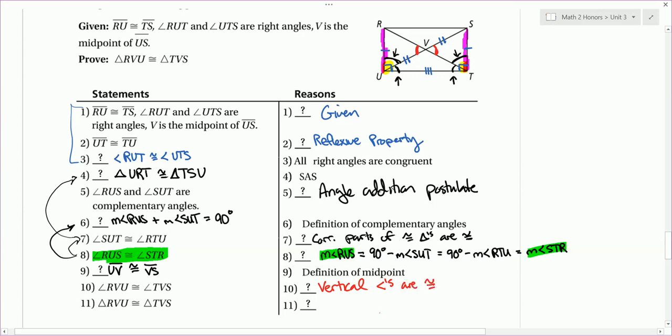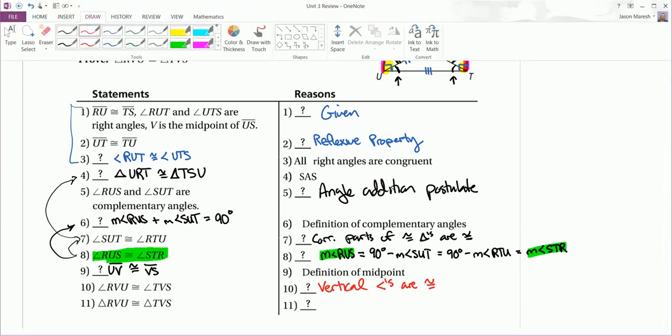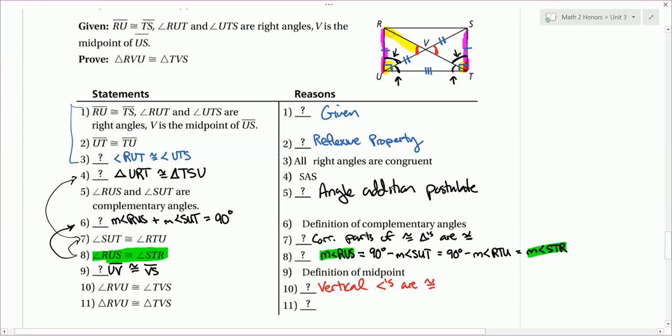And we made it to the last statement here. Triangle RVU, I'm going to highlight that one, is congruent to triangle TVS. So let's see. What is telling us that? Obviously, we got our vertical angles in 10. We have our midpoint in 9 that gave those sides. And then 8, we've established those angles. So angle, side, angle congruence. Yay, we got through that.